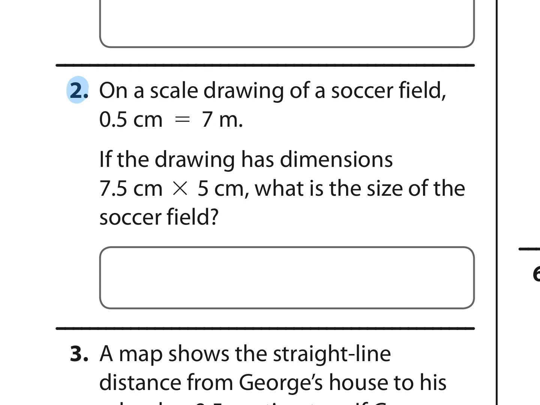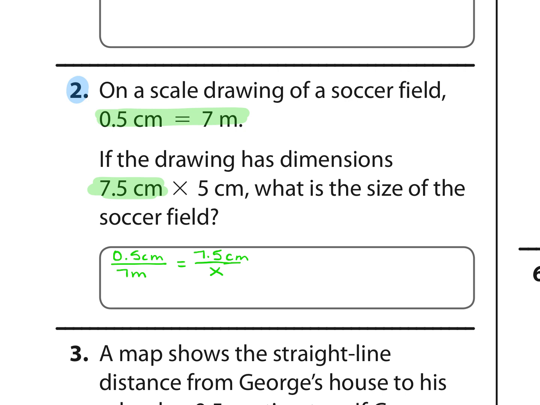So we're going to take this first dimension, 7.5 centimeters, and let's find out how many meters that is. We know this fact, that 1/2 centimeter is equal to 7 meters. So I'm going to set up a proportion. We know that 1/2 centimeter would have the same value as 7 meters. So we're looking to find out for 7.5 centimeters how many meters, x, that is. Notice that the centimeters are both numerators and that the first fraction is the scale.